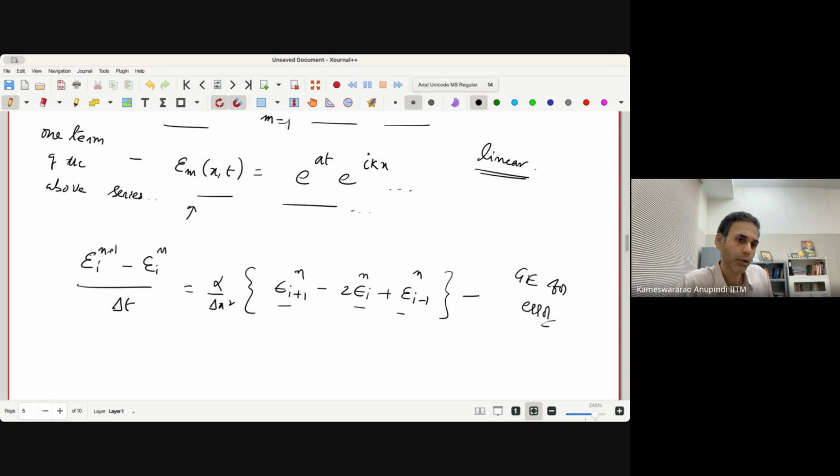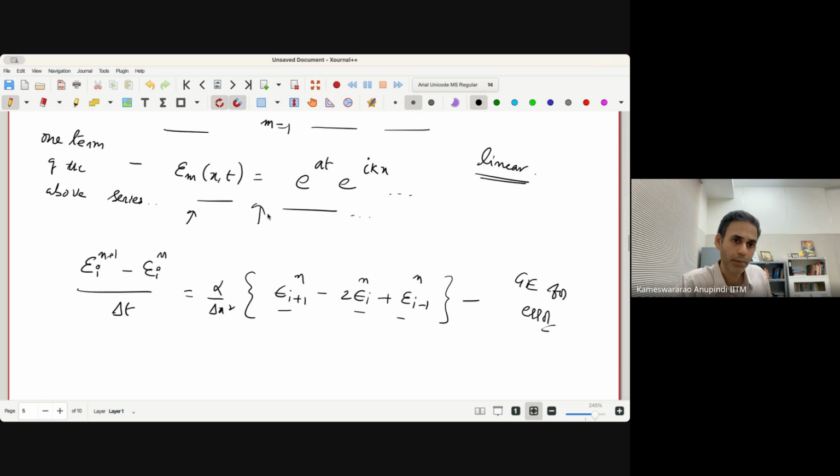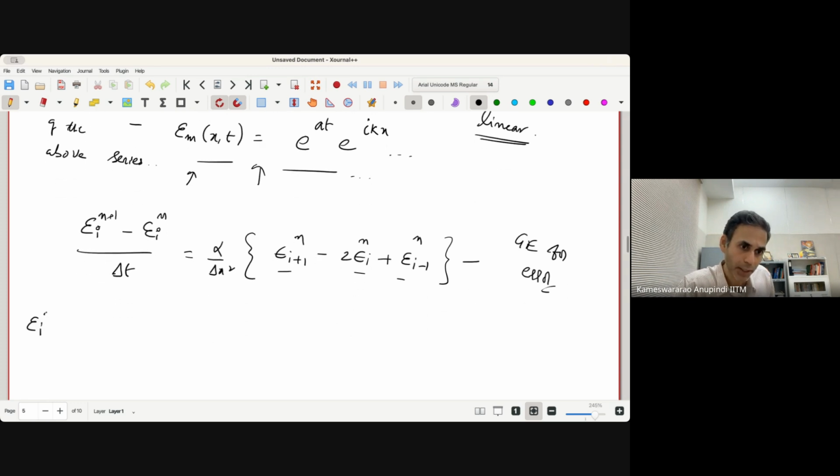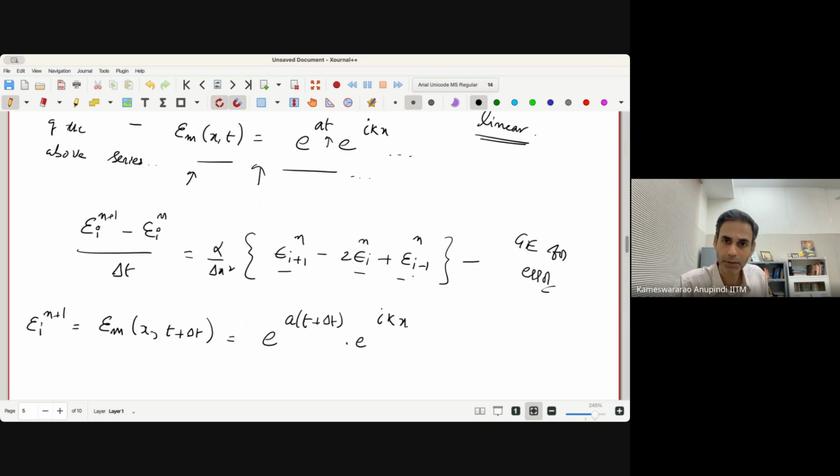Now I need to calculate what epsilon_i^(n+1), epsilon_i^n, epsilon_(i+1)^n, and so on are from this model. If I want to calculate epsilon_i^(n+1), this is nothing but epsilon_m at x, just x because it is at grid point i, and the time is t plus delta t. So that is going to be e to the power a (t plus delta t), substituting t plus delta t for t in this equation, times e to the power i k x, right? That is what I have. This is at location x.